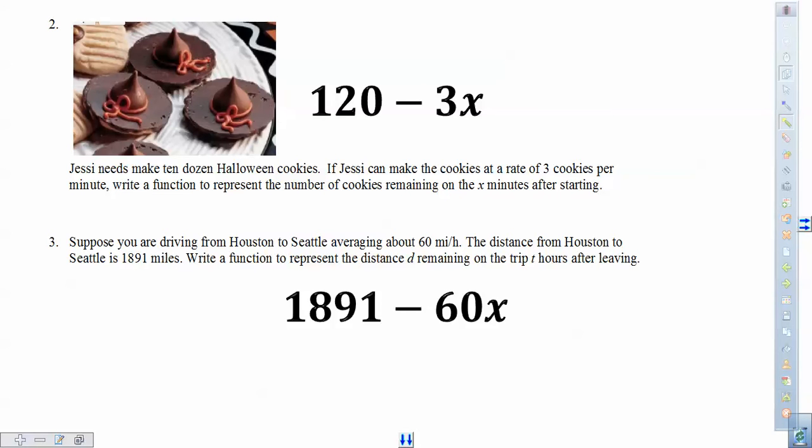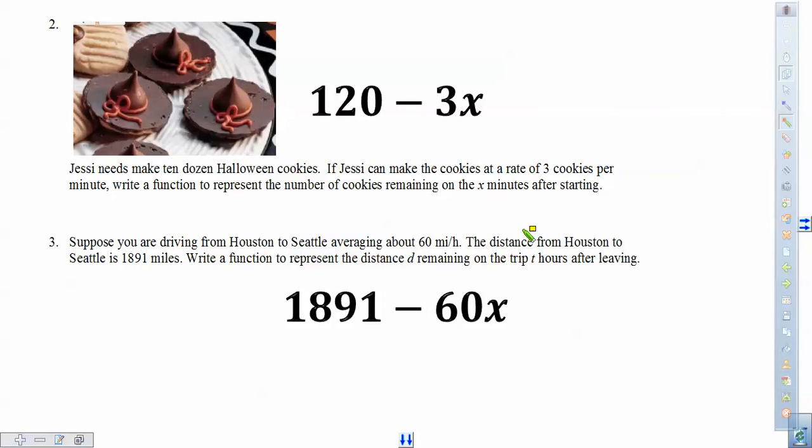So notice something on both these problems. Both these problems have something in common, and both these solutions have that minus sign in there. And remember how we get those minus signs in there is when they're talking about writing the function to represent the number remaining. Notice both of these, they ask for the cookies remaining, or the distance remaining. That remaining stuff is a good giveaway that you're dealing with subtraction.